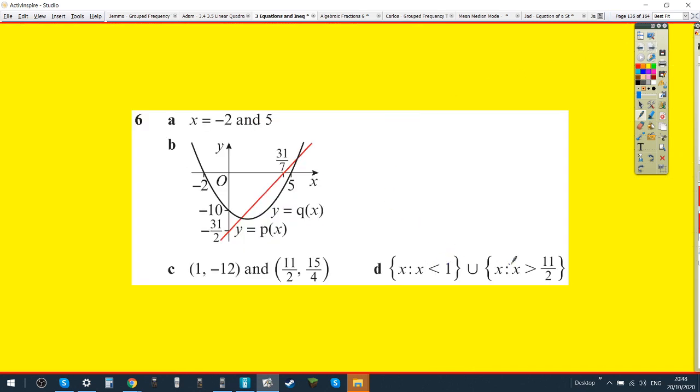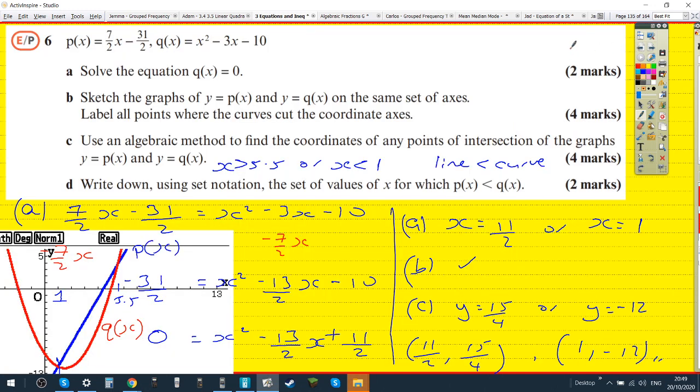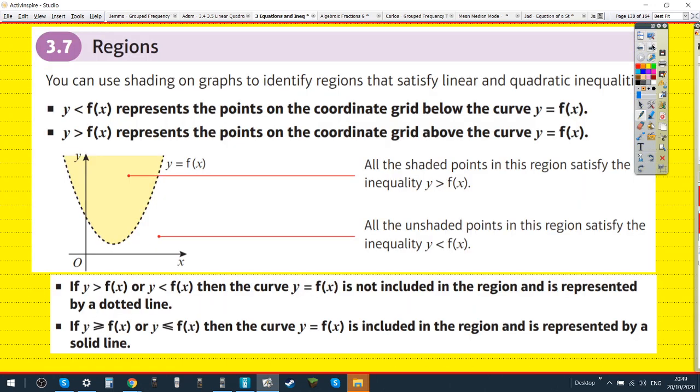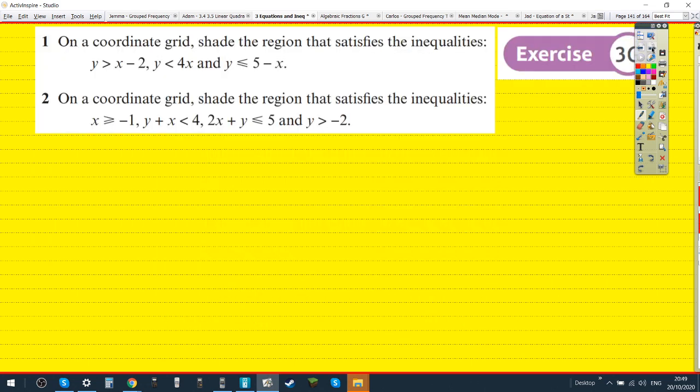I do. x is less than 1, x greater than 5.5. And this is set notation. So you do x colon. It's not a ratio. The other one, same thing. x colon, and U for union. That's like or. That or that. If it was in between, it would be the and symbol. Any questions about that? No. It's getting good. I just had to go back.